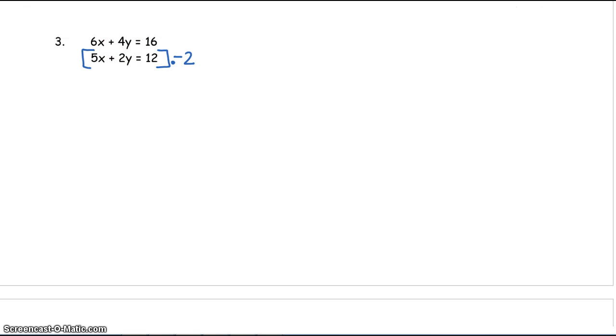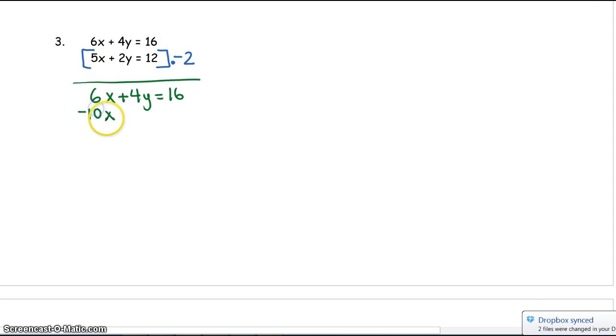So here's what that looks like. The first one will stay the same, 6x plus 4y equals 16. So I just rewrote this again. And then negative 2 times 5x is negative 10x. Negative 2 times 2y is negative 4y. Do you see how? Woohoo! So nice! Equals negative 2 times 12 is negative 24. These y's cancel, which is what we were hoping at least one of them would do.